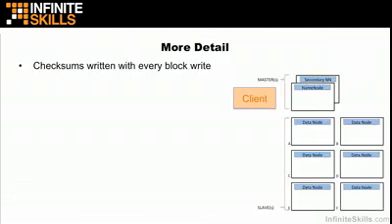If we walk through a little bit more detail, we also know that the client writes checksums on every block write. So for example, when we wrote block 000 into data node A, we also write a checksum of what that block looked like, and we do a validation of that checksum on every read. Data never ever flows through the name node.